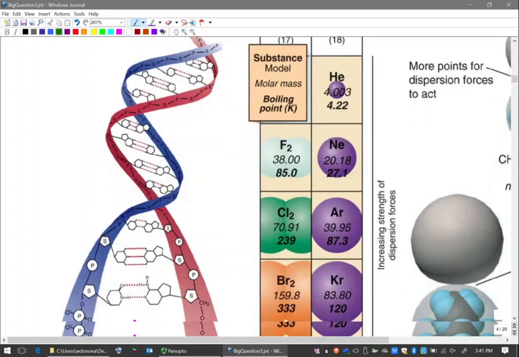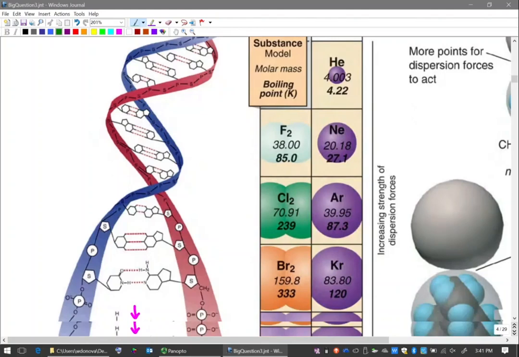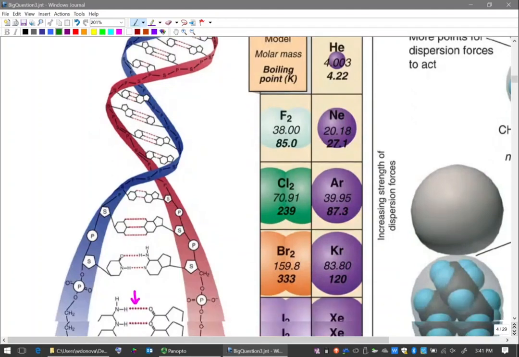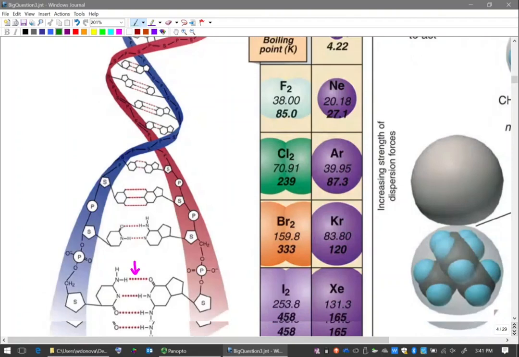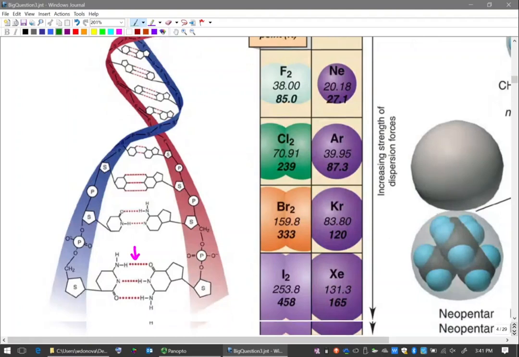And we see fluorine has a molar mass of 38. It's a relatively light molecule. Boiling point for F2, 85 Kelvin, nice and cold, close to that of liquid nitrogen. It's actually a little more than liquid nitrogen because fluorine is a little bigger molecule, has more electrons, so it actually has a little more in dispersion forces.